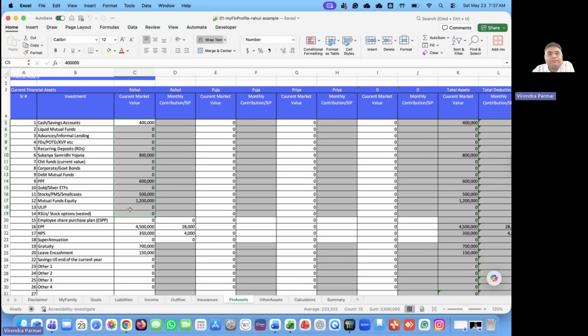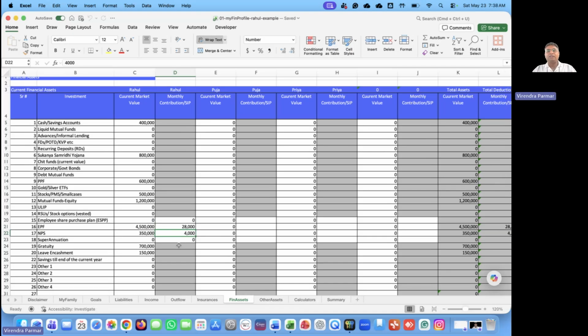Okay. And in these four cases, if there is any deduction going out of your pay slip, you have to capture it here. So if you see in Rahul's case, he is contributing 28,000 towards EPF and 4,000 for NPS, while zero for superannuation and the ESPP.